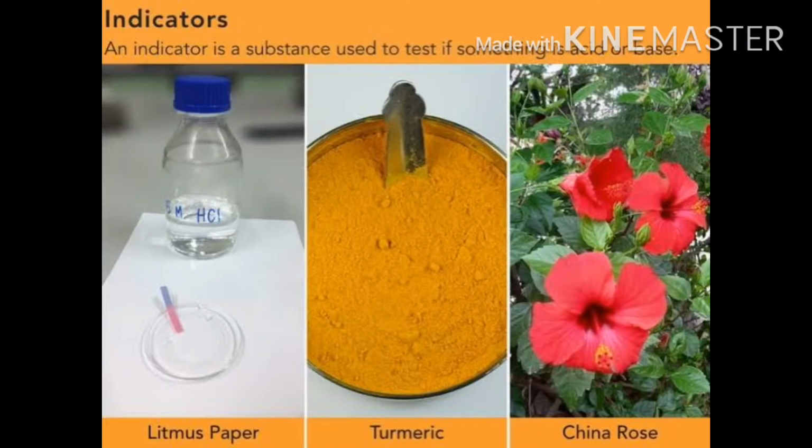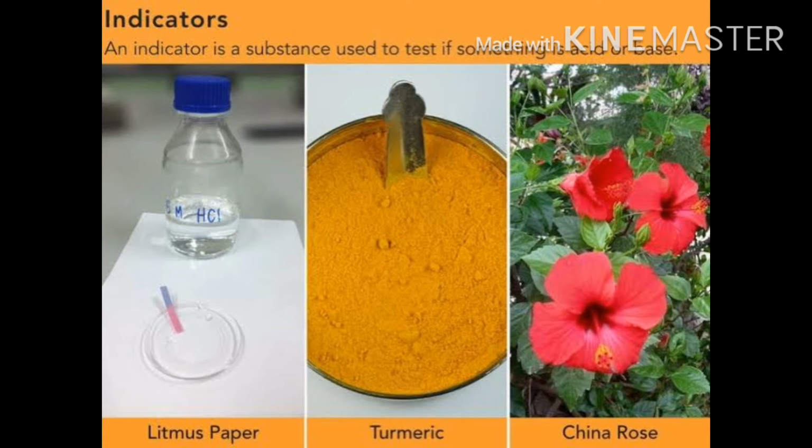Okay. So there are some substances which, when mixed with acids or bases, or when they react with acids or bases, tell us that a particular substance is acidic or basic in nature. Some of the natural indicators are turmeric, the China rose, or the litmus paper, which is obtained from a plant called lichen.